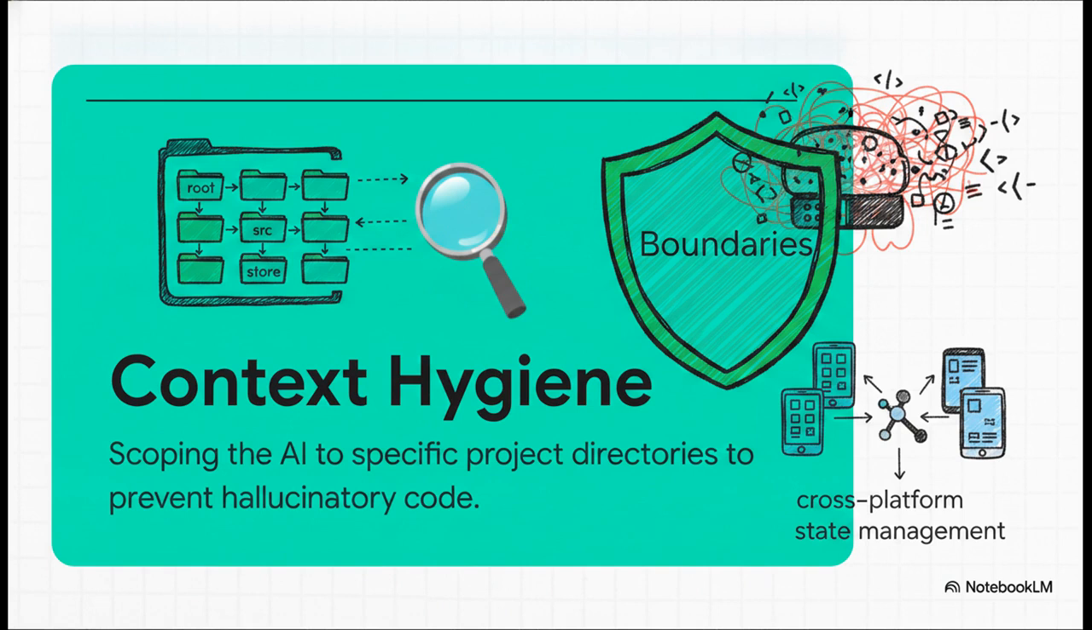So, the crucial point is understanding what we call context hygiene. When you're using the agent planning mode to architect cross-platform state management, like Redux or Provider, you absolutely cannot just let the AI look at your entire repository at once. It's too much. You have to teach it context hygiene by scoping the agent down to specific subdirectories, like your source store. Doing this strictly prevents the AI from generating hallucinatory or platform-incompatible code for your shared business logic. It's really all about giving the agent clear boundaries so it can actually succeed.